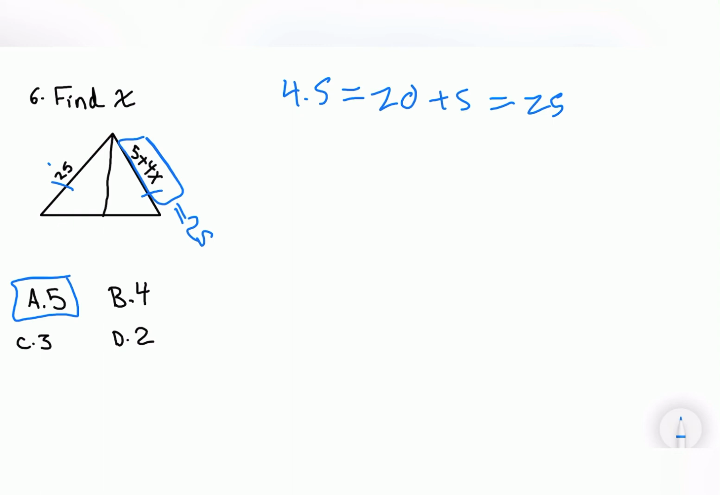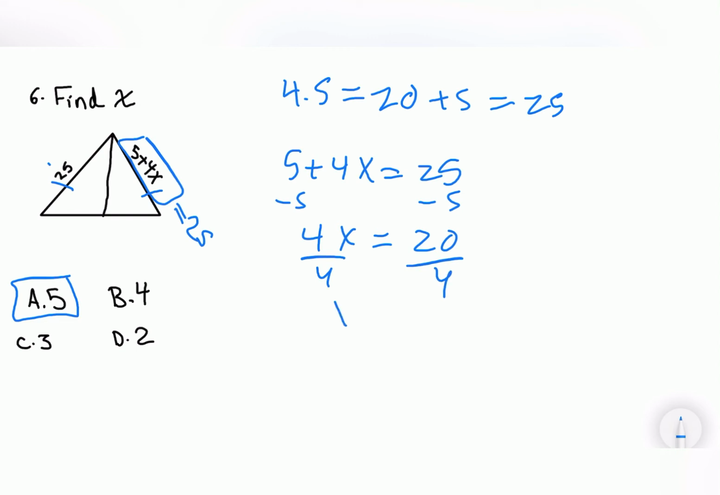Another way we can solve this, again, is algebraically. Okay, so 5 plus 4x equals 25. Let's minus 5, 4x equals 20. 20 divided by 4, x equals 5. That's method number 1, method number 2, and method number 3.